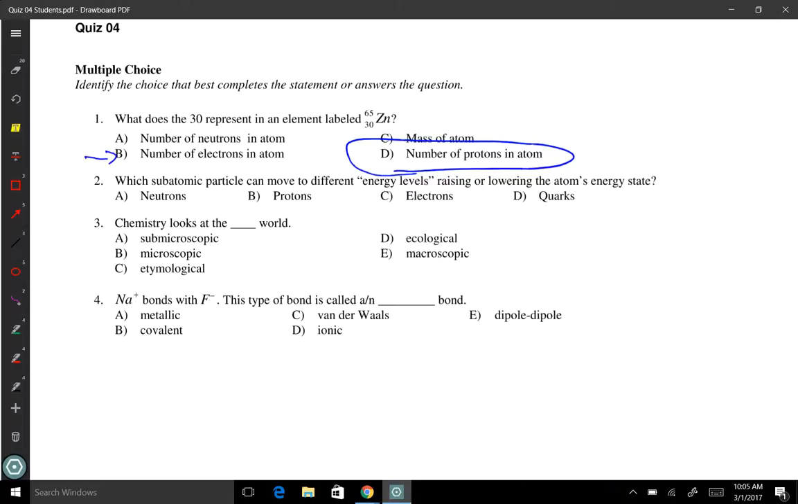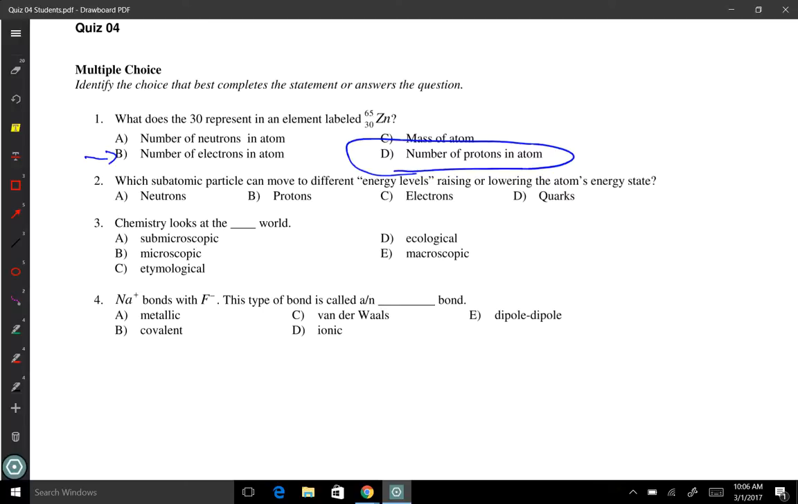Okay. Yes, go ahead, Britton. Okay, so the 65 is the mass, right? Right. The 65 is the mass. That's because the protons and neutrons have about the same mass. So within 3 significant digits, it's the same mass. And electrons are insignificant compared to those masses. We just add the number of protons and neutrons, and that's the mass.